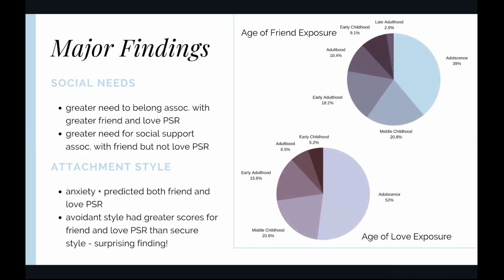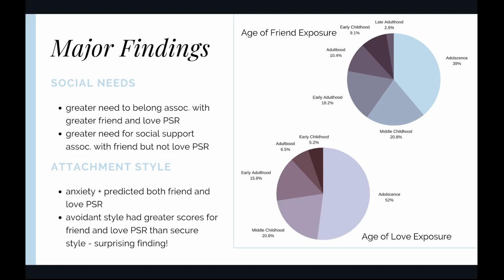Some major findings from this study were that greater need to belong was associated with stronger parasocial friendship and parasocial romance. Greater need for social support was associated with stronger parasocial friendship, but not parasocial romance. Romantic status had no effect on either type of parasocial relationship. Like with Study 1, most people were exposed to their friend and love characters during adolescence.